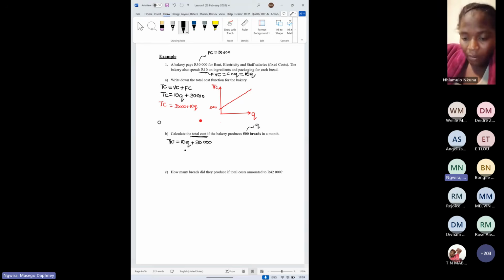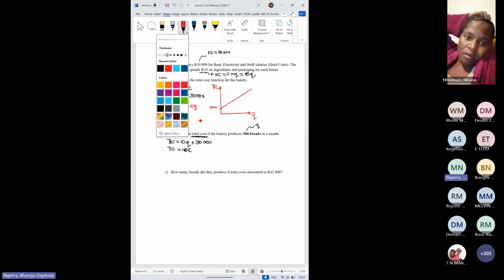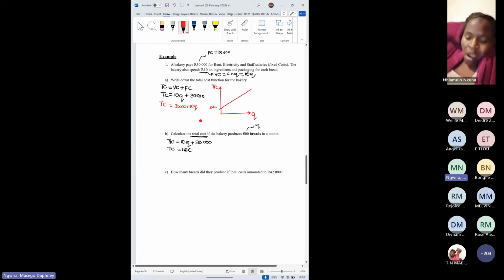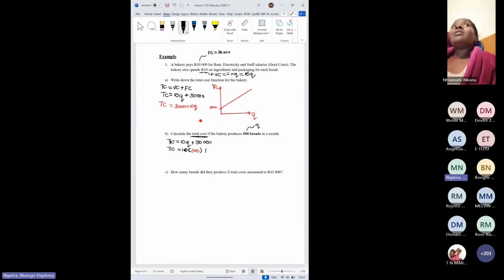This is how much bread was produced. So now it's going to be TC equals 10, and then I'm going to open a bracket. Wherever I see Q, I'm going to put 500. So this will be 500, then plus 30,000. Then you take your calculator and punch in the whole thing with the brackets.